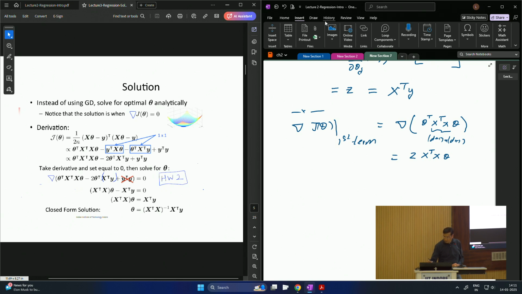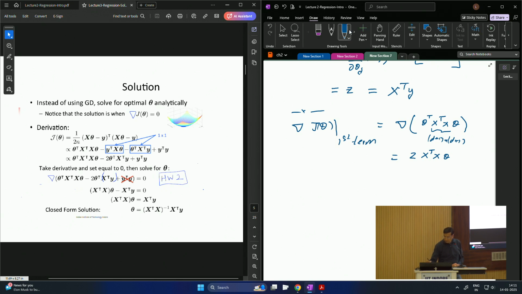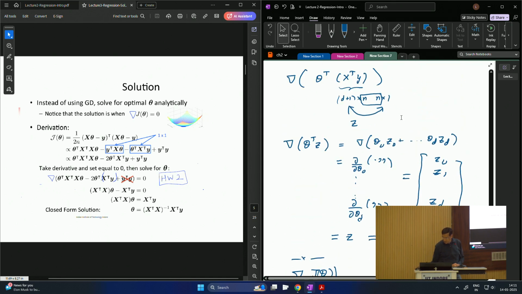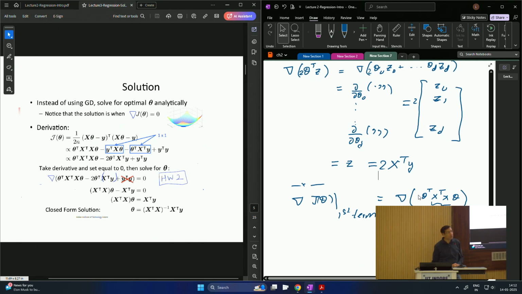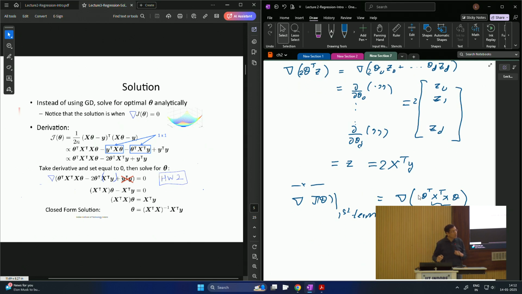And the second term was with a 2, so I should have put a 2 here and carried the 2, so that this 2 doesn't bother you. And the 2 will cancel out with the half in front. The n will not matter because it will go to 0. You're making the gradient of that equal to 0. And the third term anyways is 0.